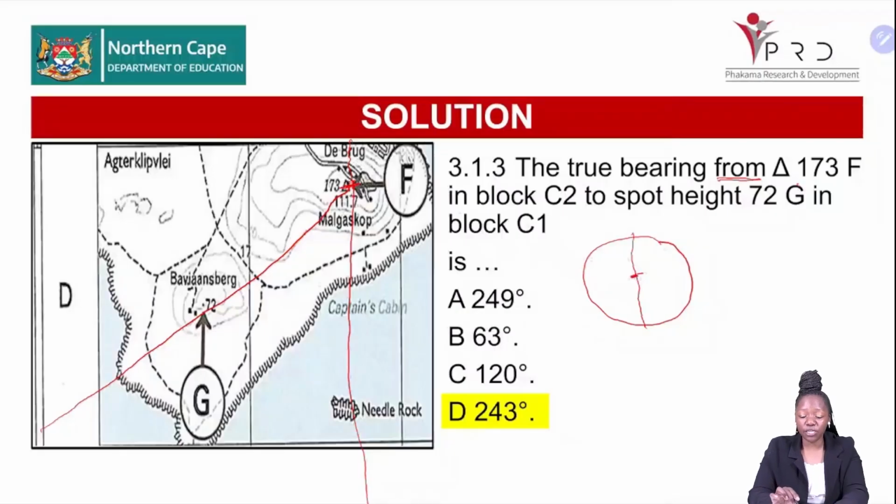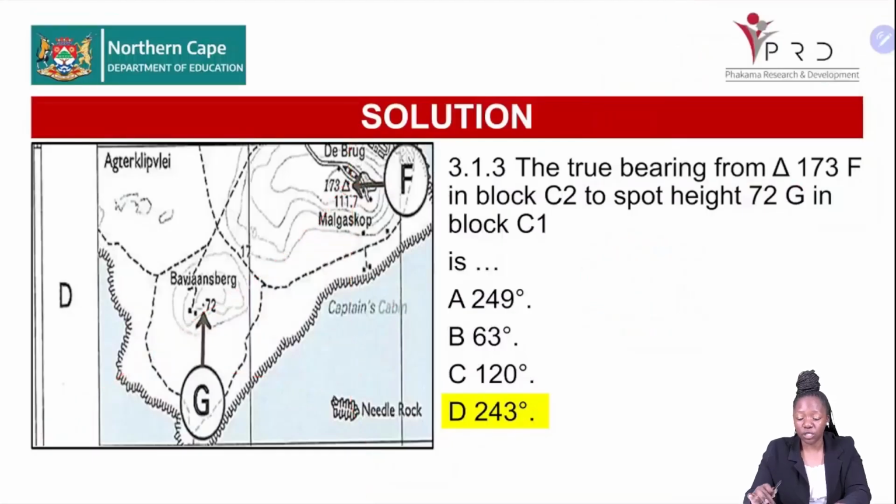Then after that, you read, and you see that our answer is 240 degrees. So it is advisable again that you use a 360 protractor so that you don't have to add that 180 degrees if you are using the 180.